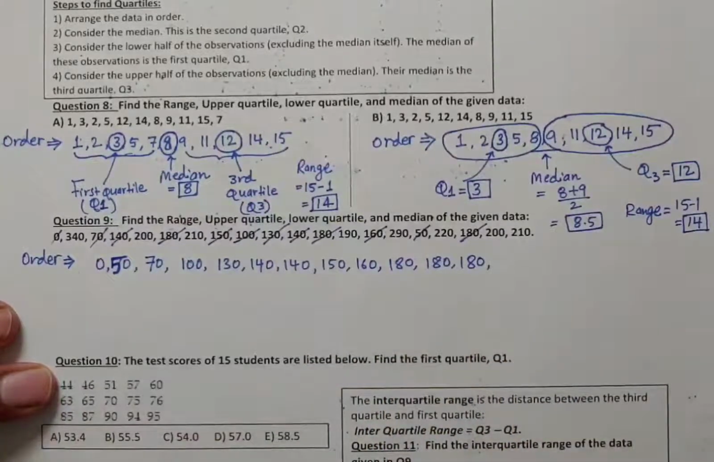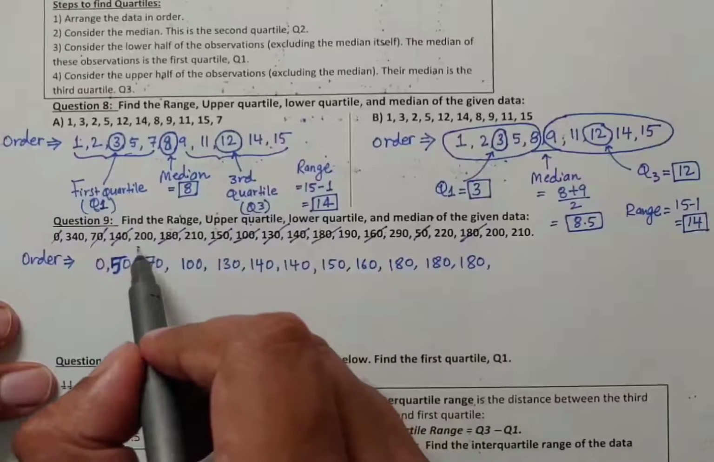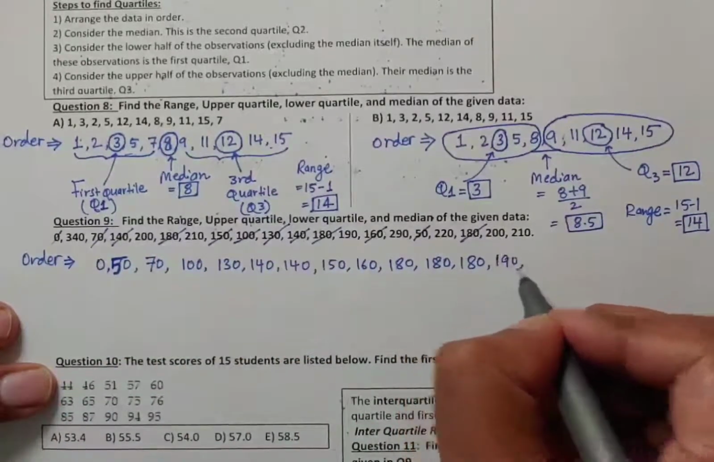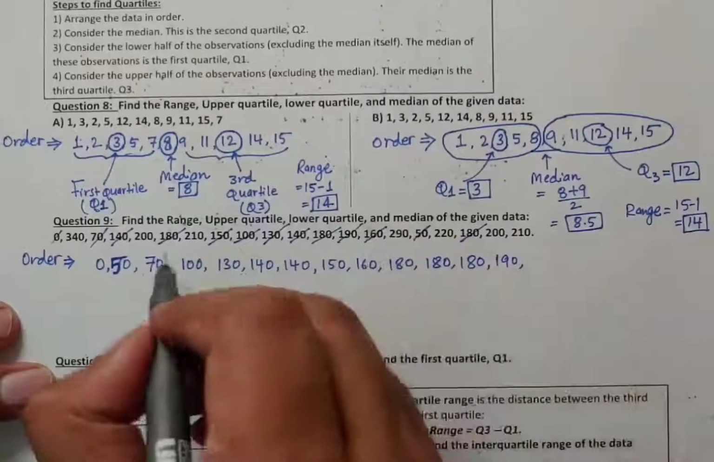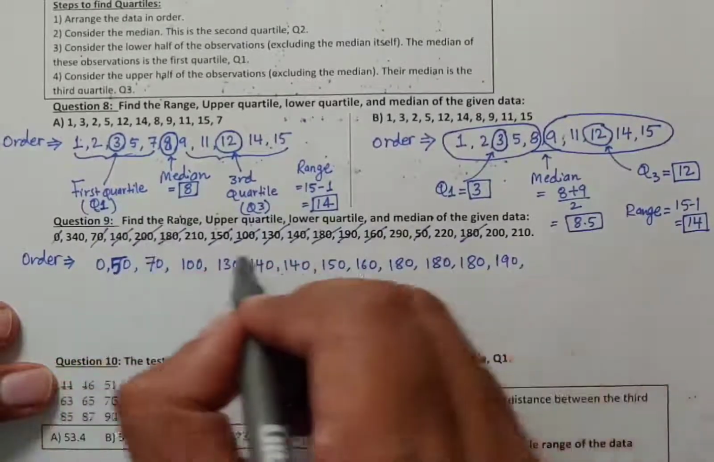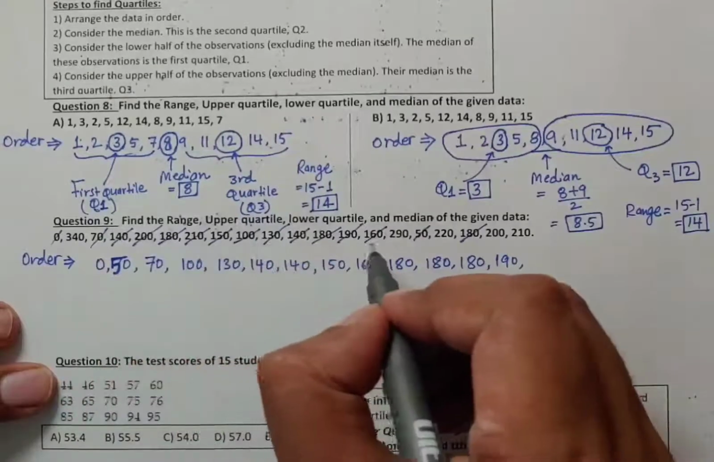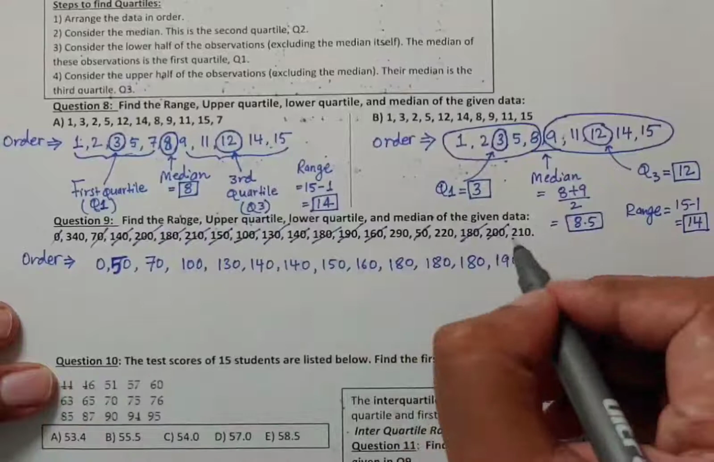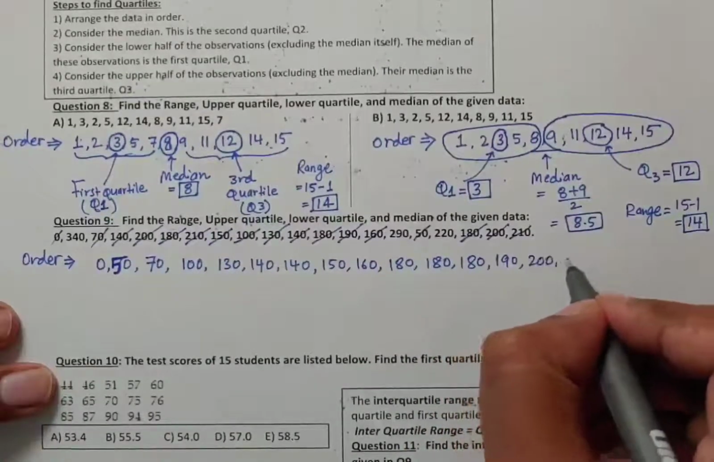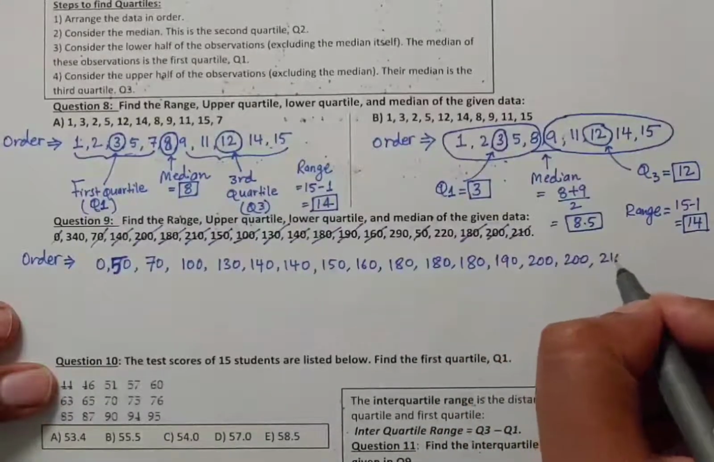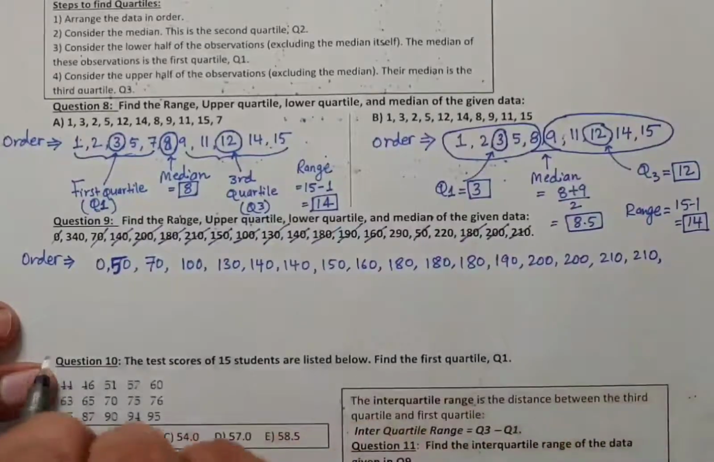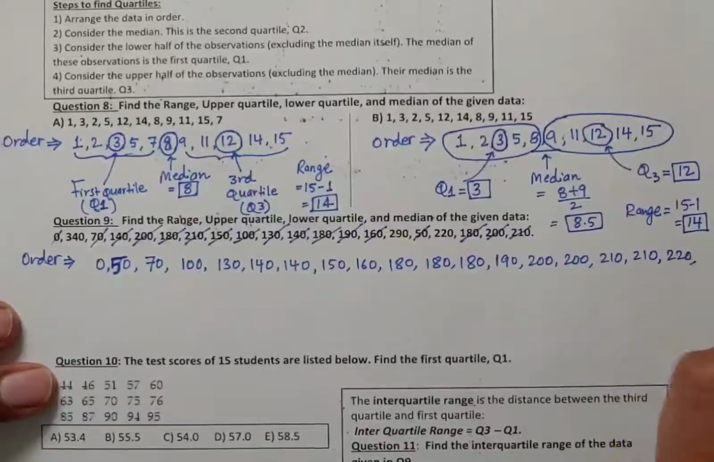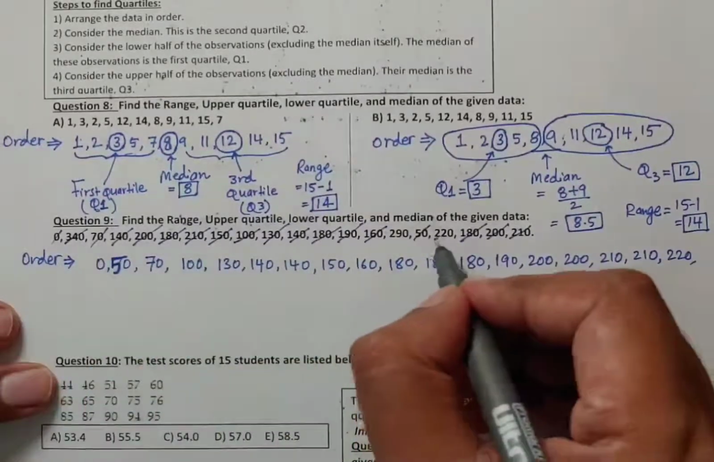Okay, and then 190, 200, 200, 200, 210, 210, and then 220, 220, and 340.